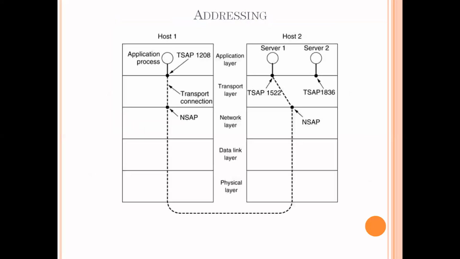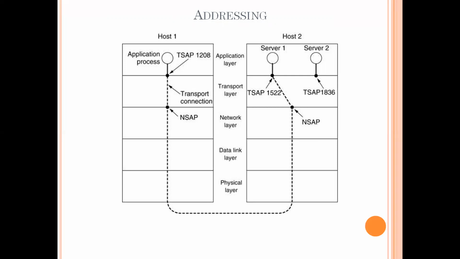Next, coming to the address. When a user process wishes to set up a connection to a remote application process, it must specify which one to connect to. The method normally used is to define transport addresses on which processes can listen for connection requests. In the internet, these endpoints are called ports. We will use the generic term transport service access point, TSAP. The analogous endpoints in the network layer are called network service access points, NSAP. IP addresses are examples of NSAPs.